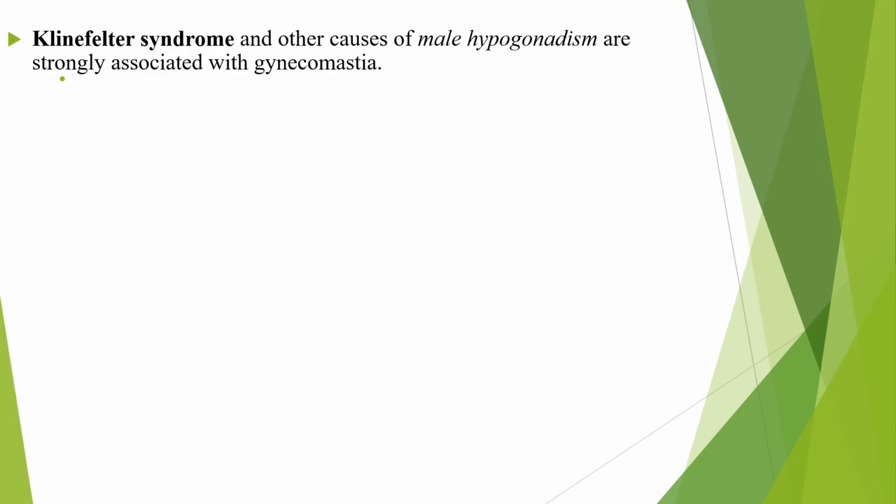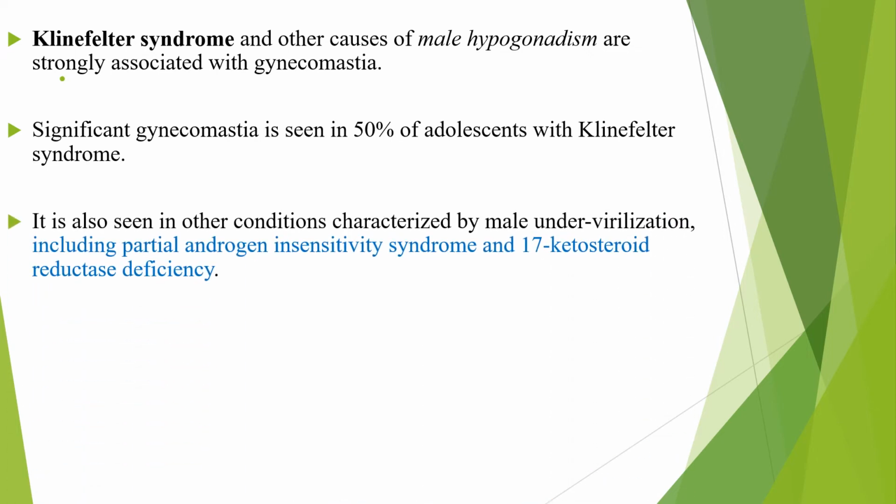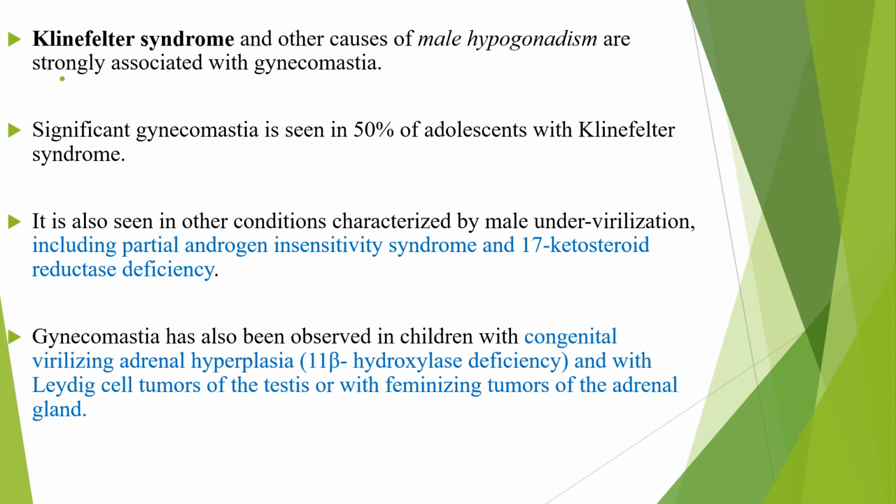Klinefelter syndrome and other causes of male hypogonadism are strongly associated with gynecomastia. Significant gynecomastia is seen in 50% of adolescents with Klinefelter syndrome, and it is also seen in other conditions characterized by male undervirilization, including partial androgen insensitivity syndrome and 17-ketosteroid reductase deficiency. Gynecomastia has also been observed in children with congenital virilizing adrenal hyperplasia, like 11-beta hydroxylase deficiency, and with Leydig cell tumors of testis or with feminizing tumors of adrenal gland.